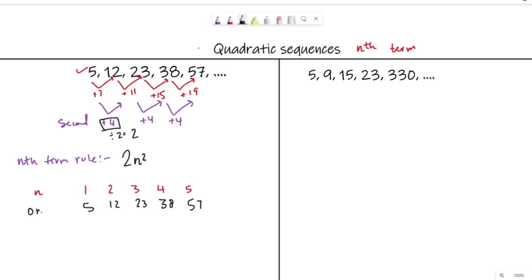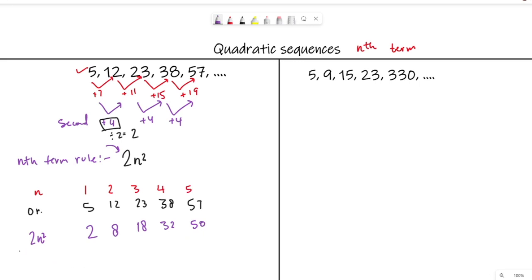And then find the new sequence using the first part of our nth term. We already have 2n square. So 2n square is 2 times n square, and when n is 1, 2 times 1 square is 2 times 1, which is 2. 2 times 2 square is 2 times 4, 8. 2 times 3 square is 2 times 9, 18. 2 times 4 square will be 32, and 2 times 5 square will be 50.